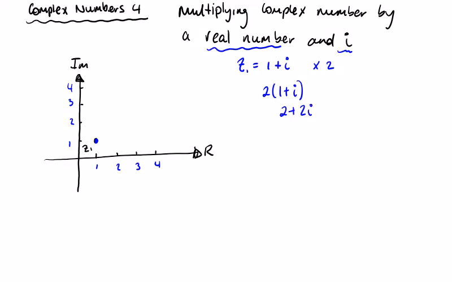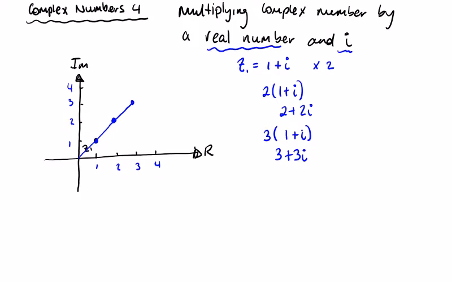And if we plot that, we can see that it is in line with the original complex number. If we draw a straight line to it, it will go to the origin. If we multiply it by 3, we're going to get 3 plus 3i, which again is going to continue this trend of it being in a straight line, and it's going to stretch it away from the origin.